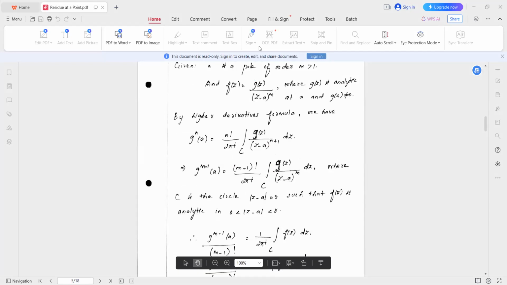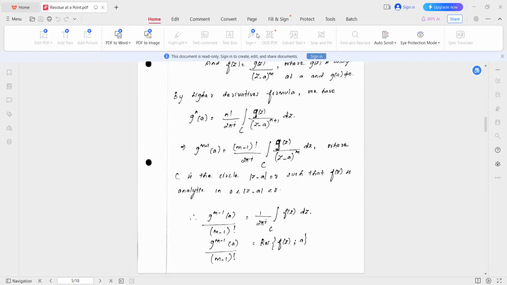So now, g power m minus 1 of a by m minus 1 factorial, this will come, this side is equal to 1 by 2 pi i into the integral over c of g of z by z minus a the whole power m. But g of z by z minus a the whole power m is equal to f of z, into the integral over c of f of z dz.